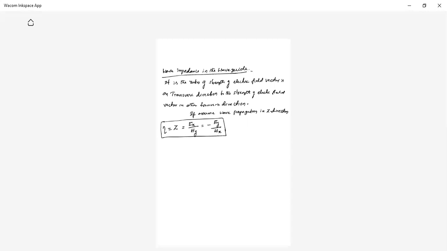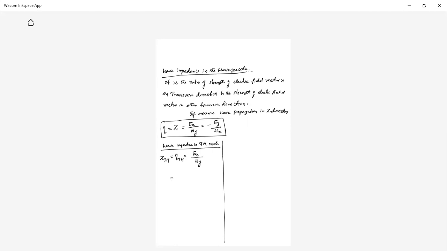Now you can go for the wave impedance in the TM mode and TE mode. First, see the wave impedance in the TM mode. You can write ZTM or eta TM, anyone is fine. So this is Ex by Hy.